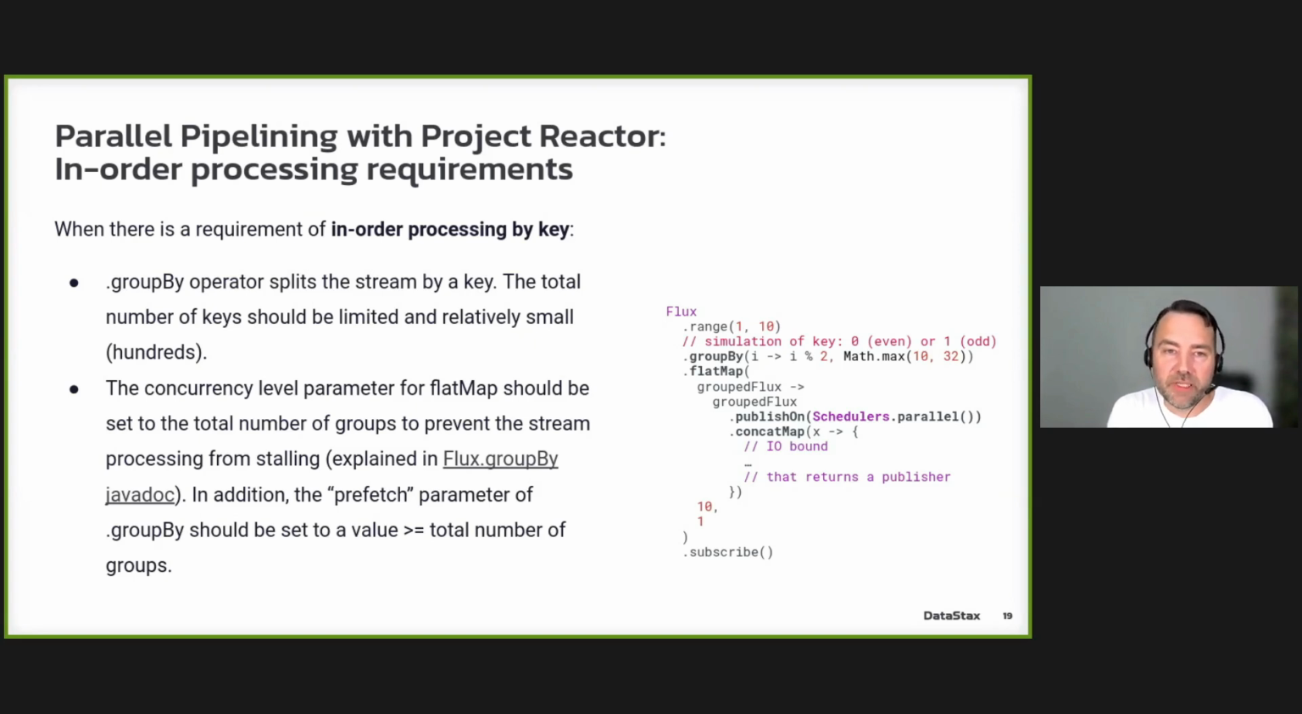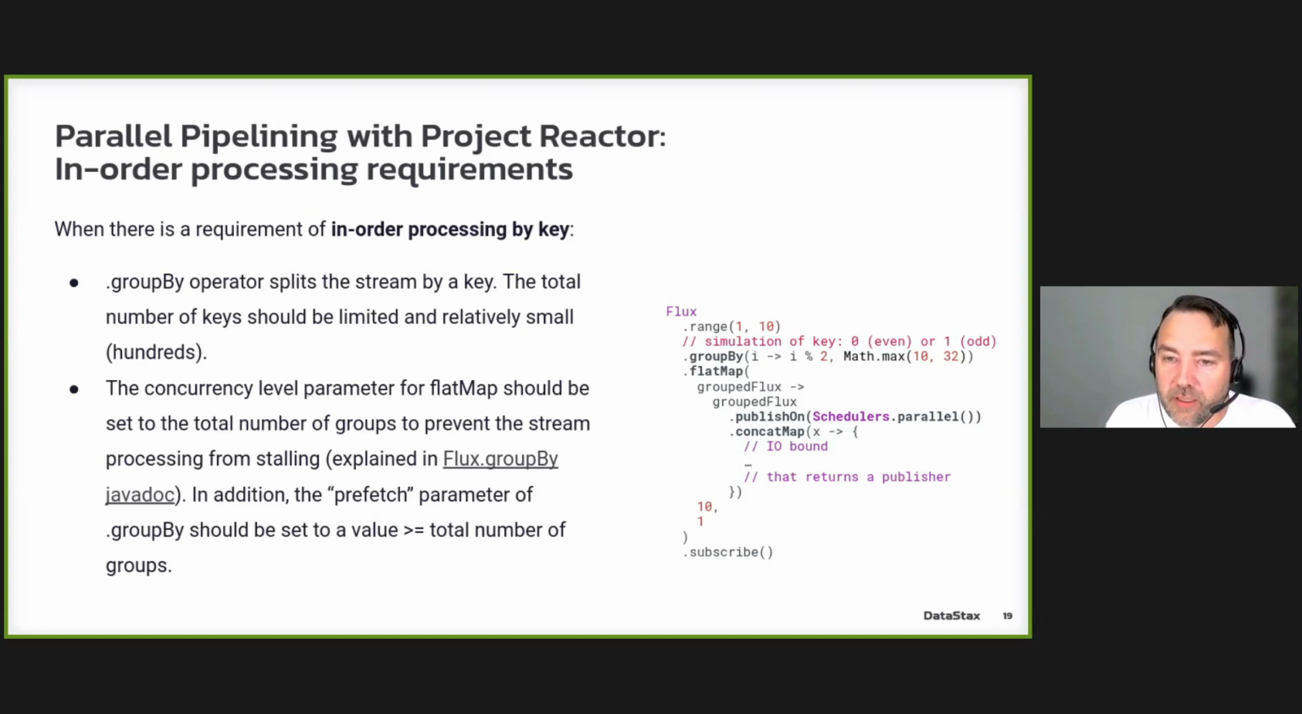So when there's a requirement of in-order processing by key, we will be using this groupBy operator to split by key. And one property of groupBy is that you should have a limited and relatively small number of these keys, the total key space that is available. If you don't, then typically this means that you shouldn't be directly using, for example, the message key. And I'll show you some solutions for that later on in this presentation.